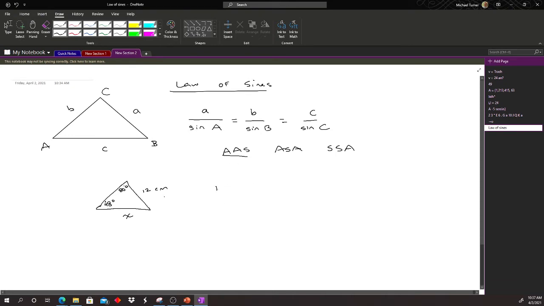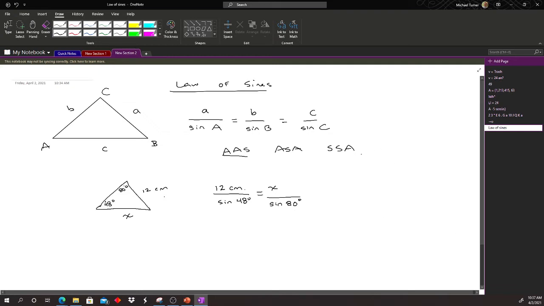So we have the side that we're given, 12 centimeters, over the sine of the angle opposite it, in this case the sine of 48 degrees, and that has to be equal to the side that we're trying to solve for, x, over the sine of the angle opposite it, which is sine of 80 degrees. Now more than likely you're going to be using a calculator to solve this, whether you're using Desmos or any calculator. So you can use a decimal approximation for sine of 48 and sine of 80 right now, or you can do the arithmetic and then put it all in one step.